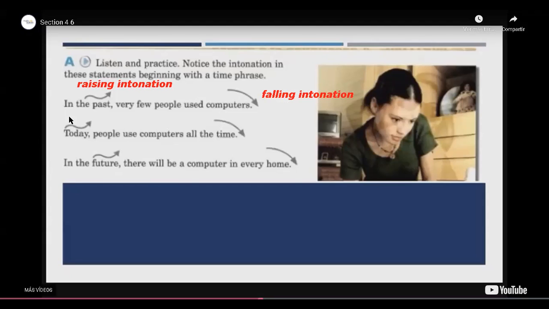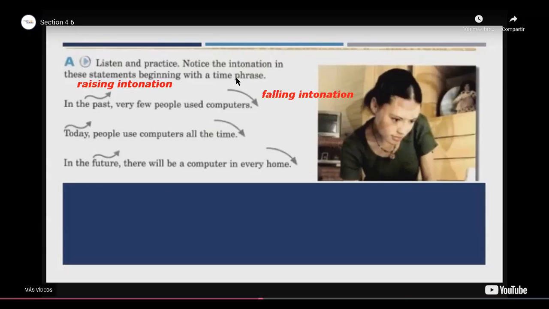In the past, very few people use computers. Today, people use computers all the time. In the future, there will be a computer in every home. Okay, in the past, today. Today. This is today. In the future. Another possibility: in the future, there will be a computer in every home. Okay, so now let's see.